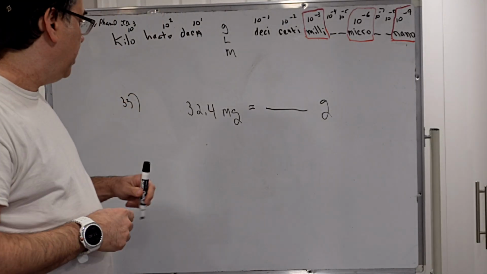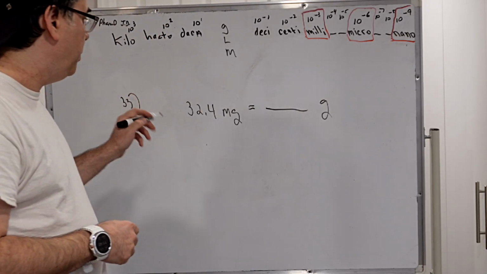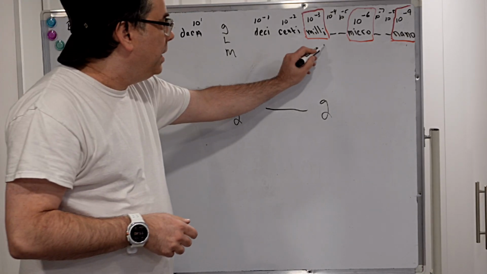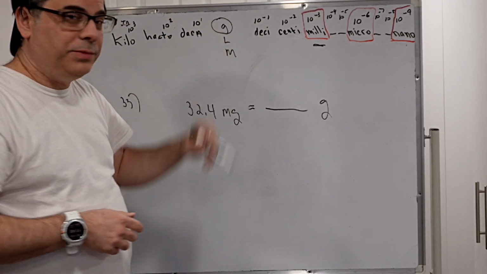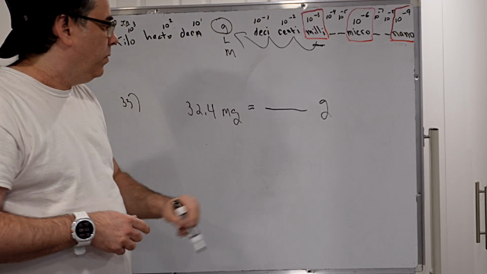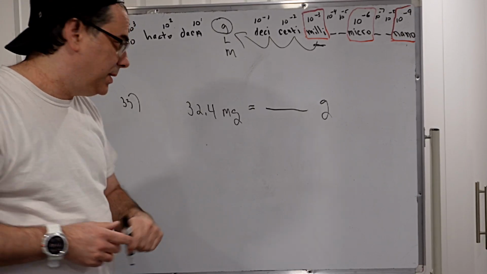Next question. Okay, we have question number 33. 32.4 milligrams is equal to how many grams? So again, milli is over here, grams, your base unit, is over here. We go 1, 2, 3. We move the decimal point 3 spaces to the left.